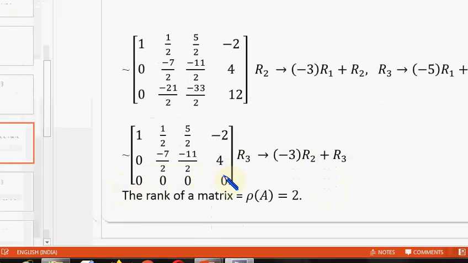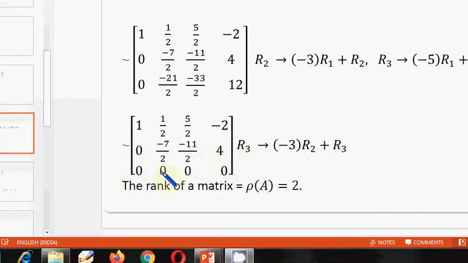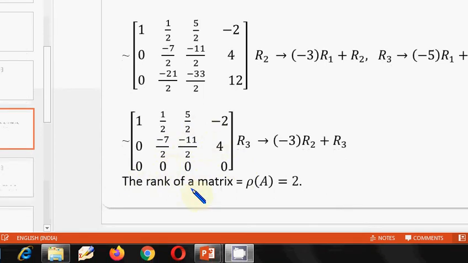The last row is 0 by simple manipulation. So the number of non-zero rows is 2, and the number of zero rows is 1. Therefore, the rank of the matrix is 2. So move on to the next one.